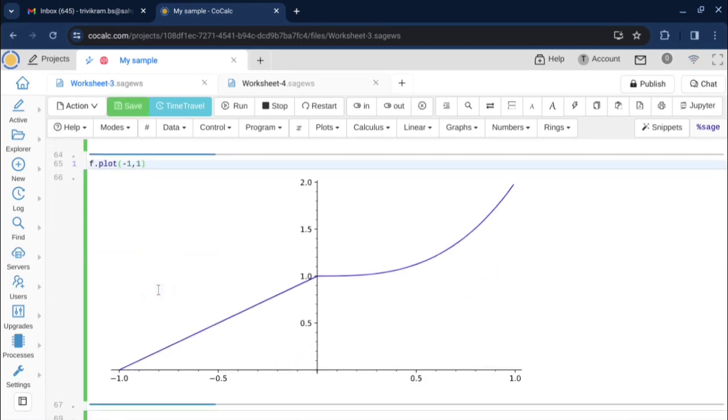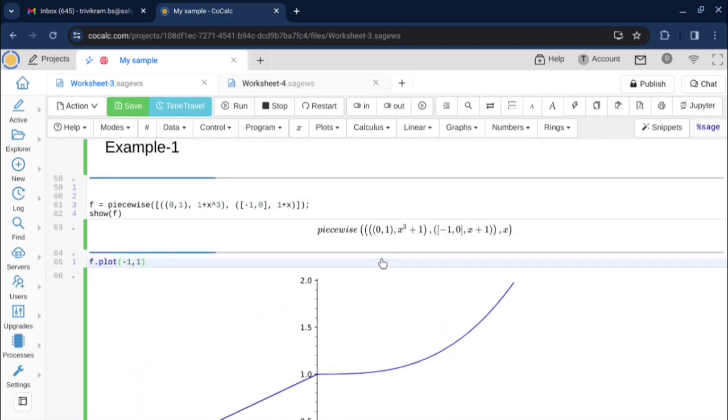So now if you observe, from minus 1 to 0 it's a straight line, and 0 to 1 it is a cubic equation. So in this way you can write a piecewise function.